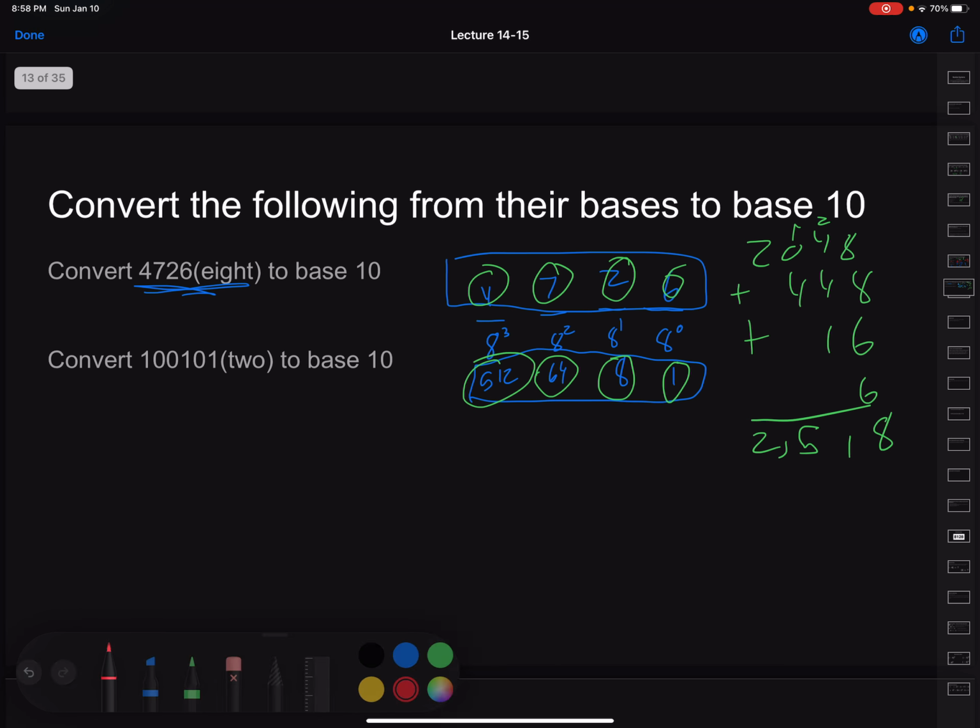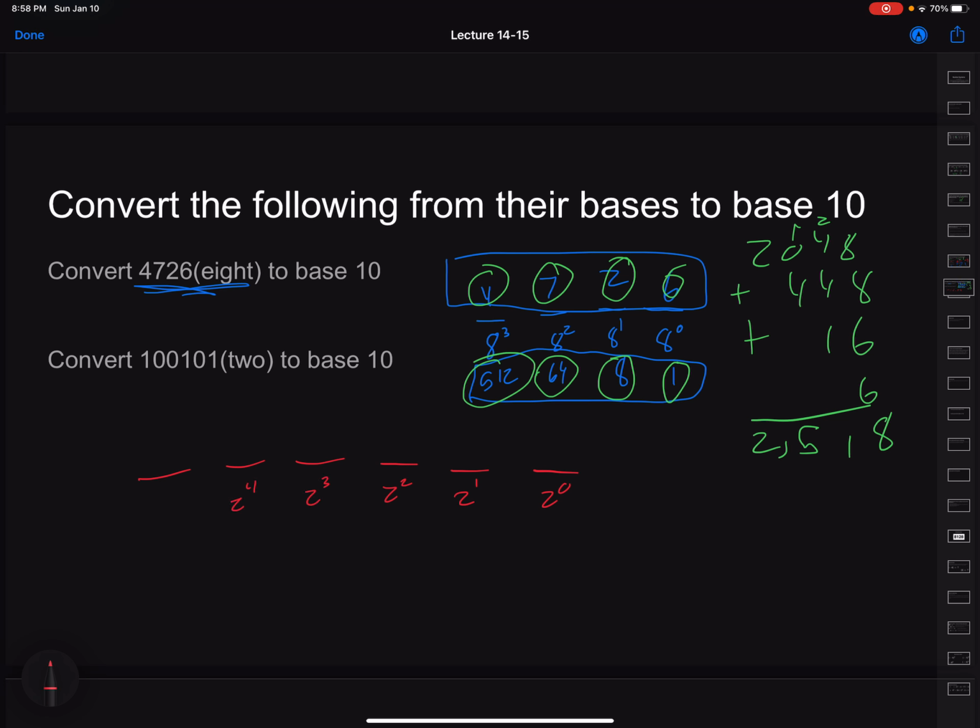Now we'll do the same thing with the next problem just for practice. If you think you have it, take a minute, pause the video, and see if you can do the conversion on your own. So we have 1, 2, 3, 4, 5, 6 places. We have 2 to the 0, 2 to the first, 2 squared, 2 to the third, 2 to the fourth, and 2 to the fifth, which is 32. That's 2 to the fifth. 32, 16, 8, 4, 2, 1. And we have a 1 here, 0, 0, 1, 0, 1.